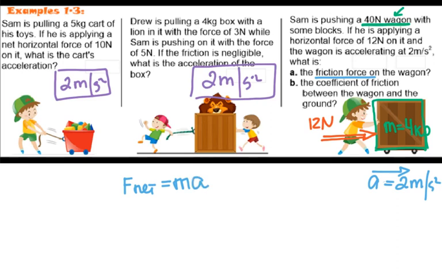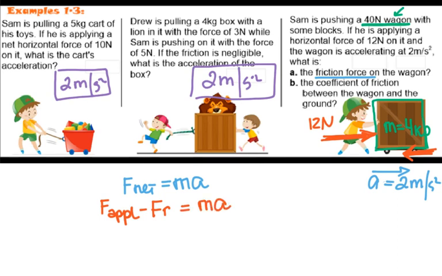The net force is the applied force minus the friction force. The friction force is going to be in the opposite direction from the applied force. So I'm going to say the net force is applied force minus the friction force and equals ma.